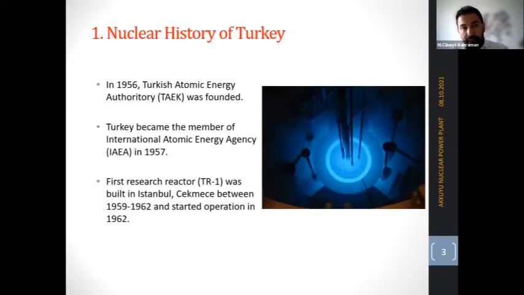So what is the nuclear history? How did the nuclear history of Turkey start? In 1956, the Turkish Atomic Energy Authority was founded, and in 1957, Turkey became a member of the IAEA, and in 1962, the first research reactor, Triga, started its operation in Çekmece, Istanbul.